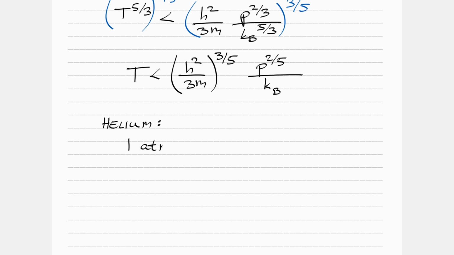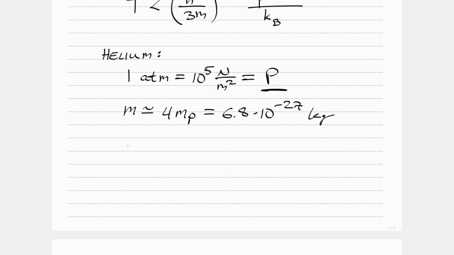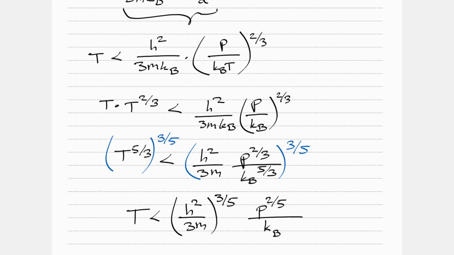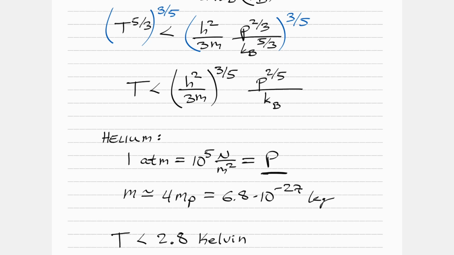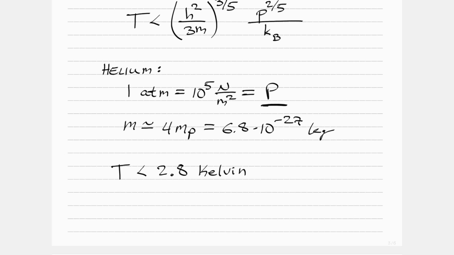So for helium, 1 atmosphere is equal to 10 to the 5th newtons per meter squared, and that's our pressure for this problem. The mass is approximately 4 times the mass of the proton, which is about 6.8 times 10 to the minus 27 kilograms. Then we just plug in and solve for T, and we get T less than 2.8 Kelvin. So for T less than 2.8 Kelvin, we should indeed treat helium as a quantum mechanical system.